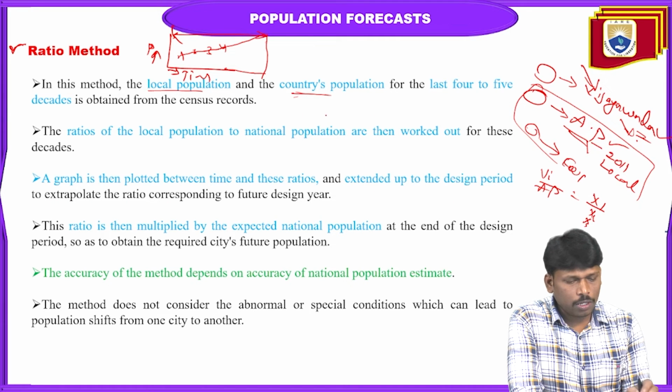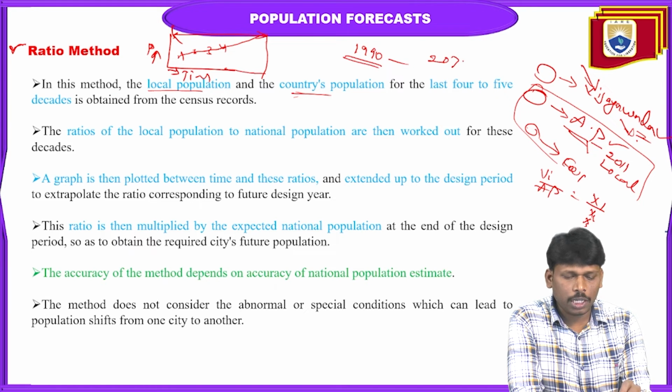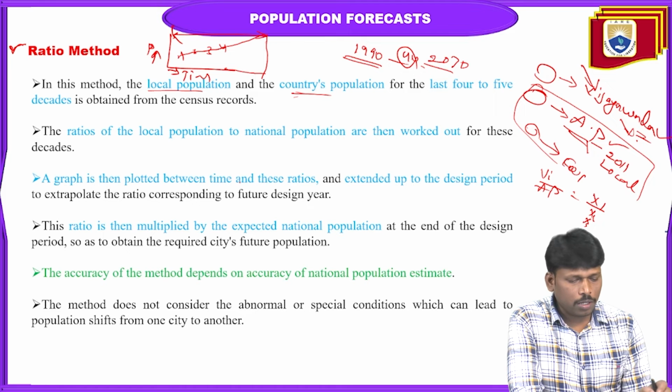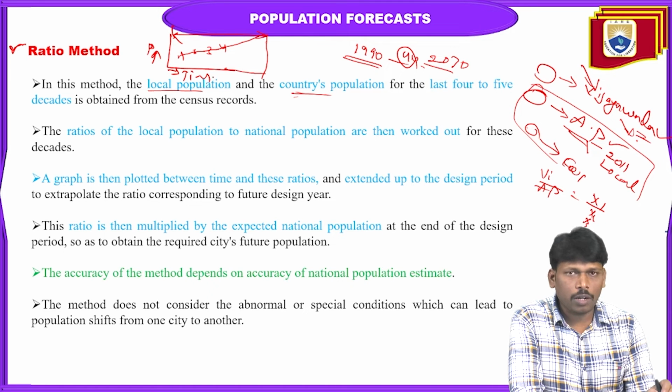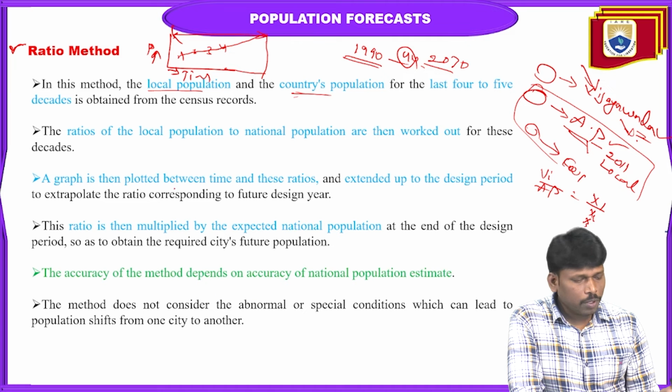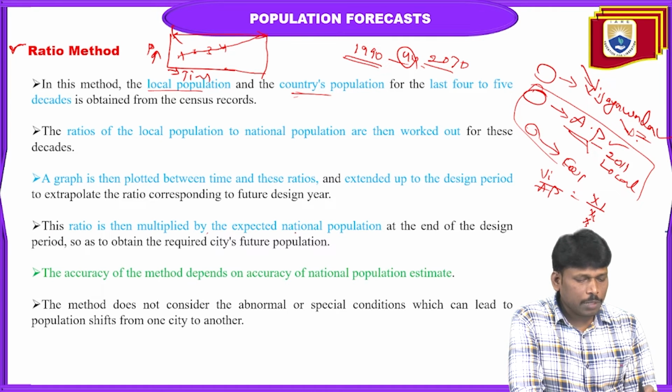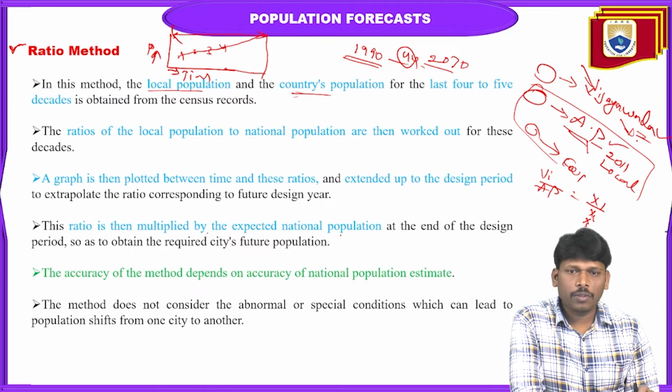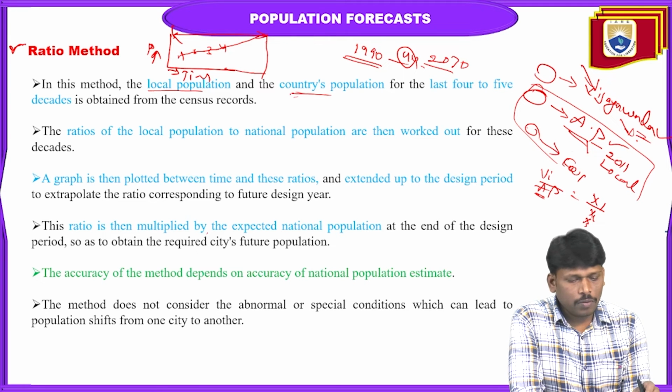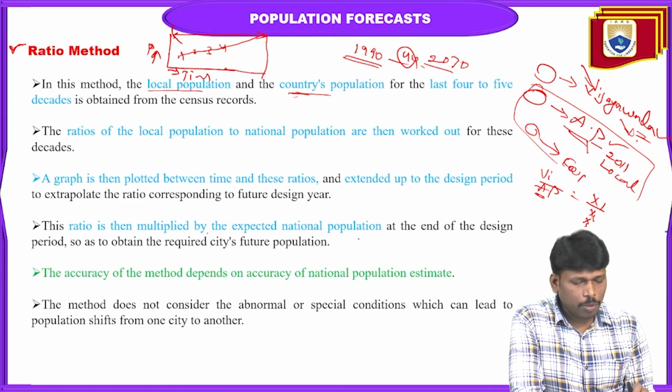Say after 1990, our design period is this; till 1990 we have the data. If you have a design period of 30 years, then we need to extend this graph till 2030. After this, the ratio is multiplied by the expected national population. In this case, we need to multiply with the national population at the end of the design period, so as to obtain the required city's future population.